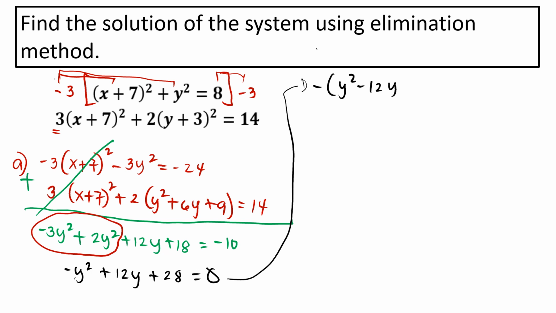Again, the given is y squared plus 12y plus 28. Adjusting to a positive quadratic term, we have y squared minus 12y, and this will become negative 28, because negative times negative is positive 28, so is equal to 0. This time, we can now factor them out.